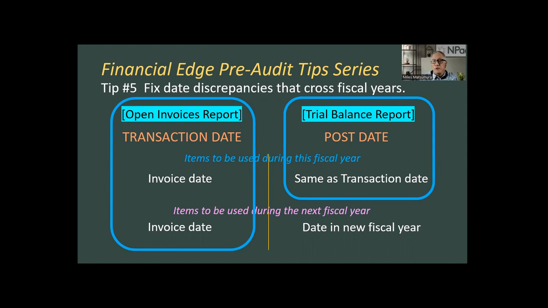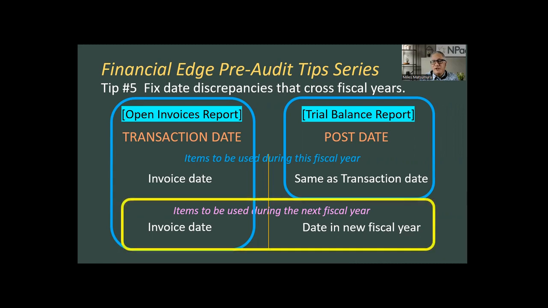Now, it is possible to run the open invoices report and filter the report by the post date. Doing that will reduce your AP discrepancy by eliminating the second set of invoices from your payables balance. You can do that. That option, however, understates your true payables at the end of the fiscal year. The better option is to report your true payables while subtotaling invoices charged to the next fiscal year.